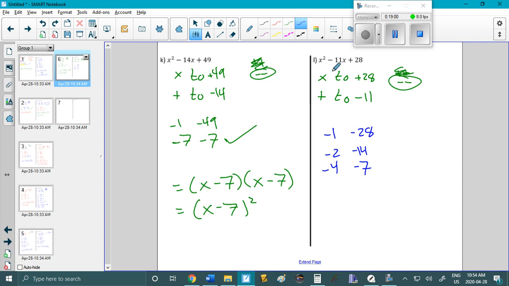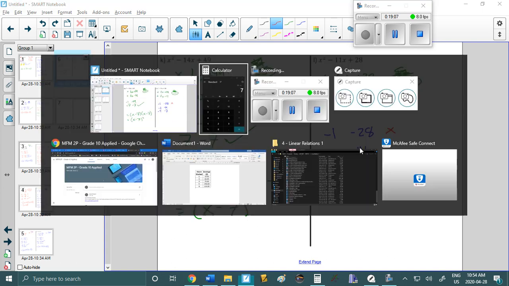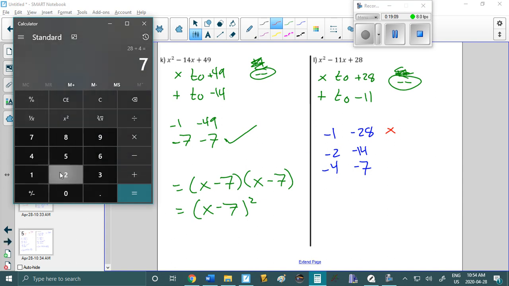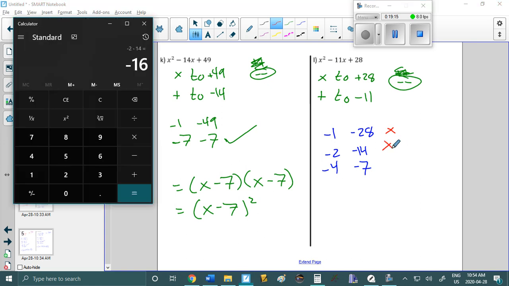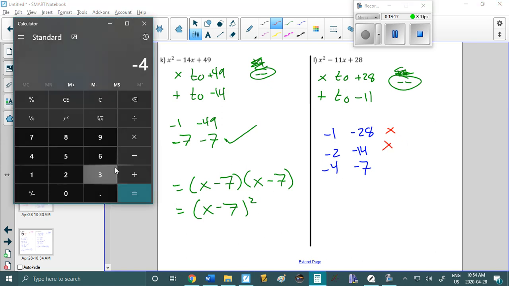So let's check these. We never checked them. Negative 1 minus 28 is not negative 11. Negative 2 minus 14, that's going to be close, I think. Negative 2 minus 14. Negative 16, no. What about negative 4 minus 7?